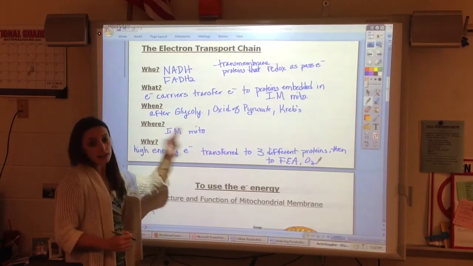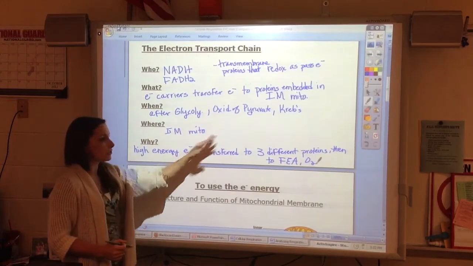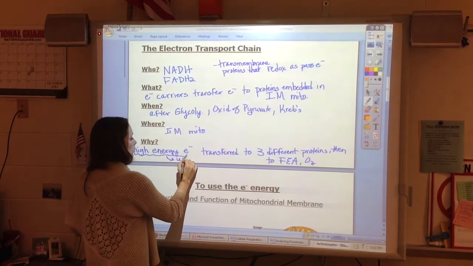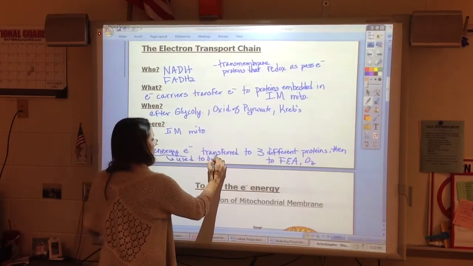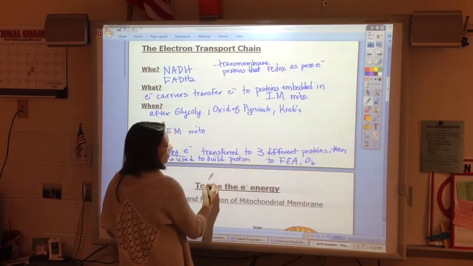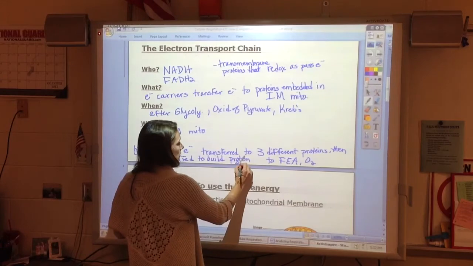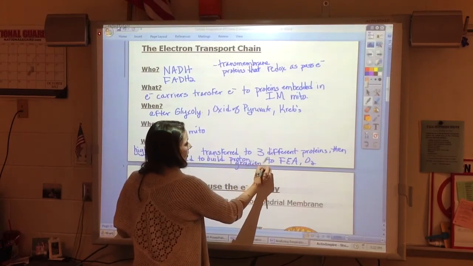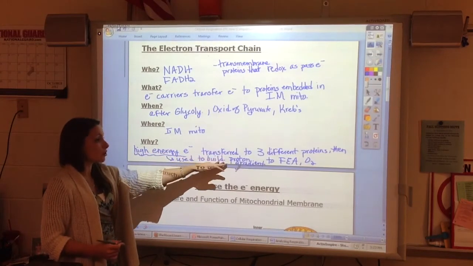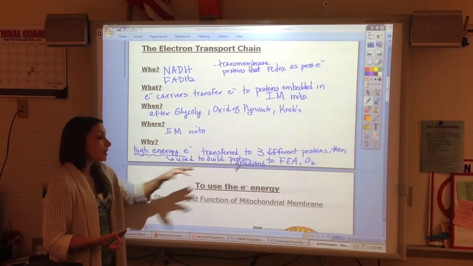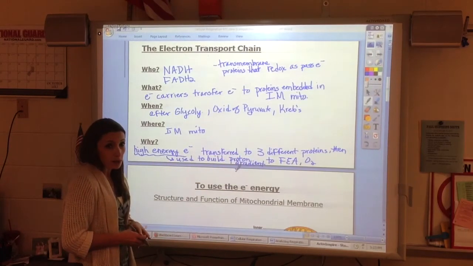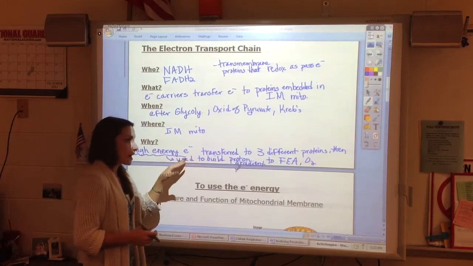But why? Why does this happen? Why do we transfer these electrons? This energy is going to be used to build a proton, not protein, but proton gradient. I'm sorry, I'm kind of writing on the space there. We're going to use this energy to build a proton gradient. Why? Because this gradient will catalyze the formation of ATP. So we're going to look a little bit more at that right now.